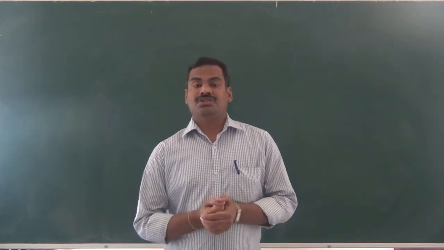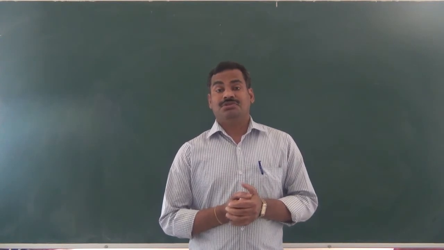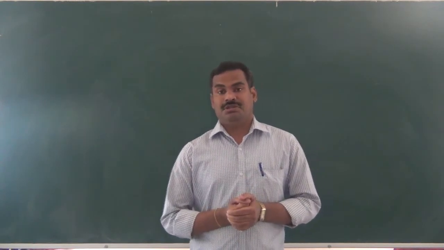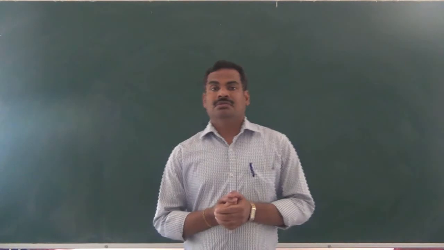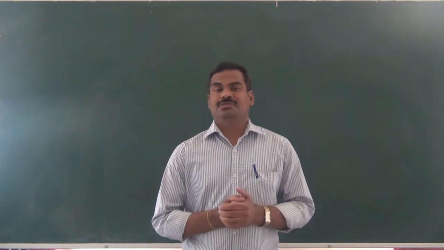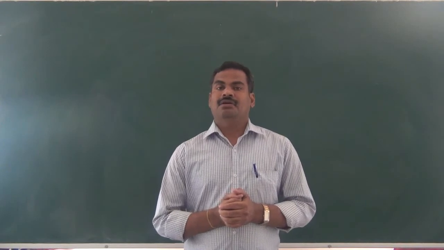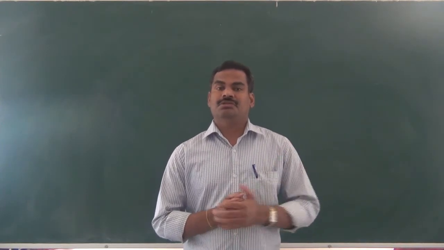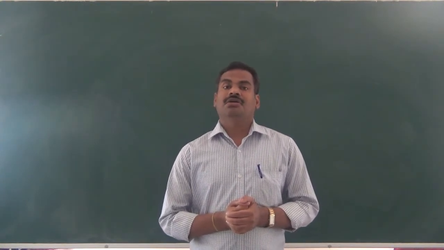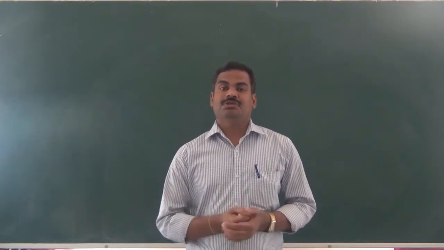In the last class, we discussed the types of extrinsic semiconductor, the N-type and P-type semiconductor. As you know already, an extrinsic semiconductor is nothing but an impure semiconductor. It is also called a doped semiconductor, and doping is nothing but adding impurities to increase the conductivity.